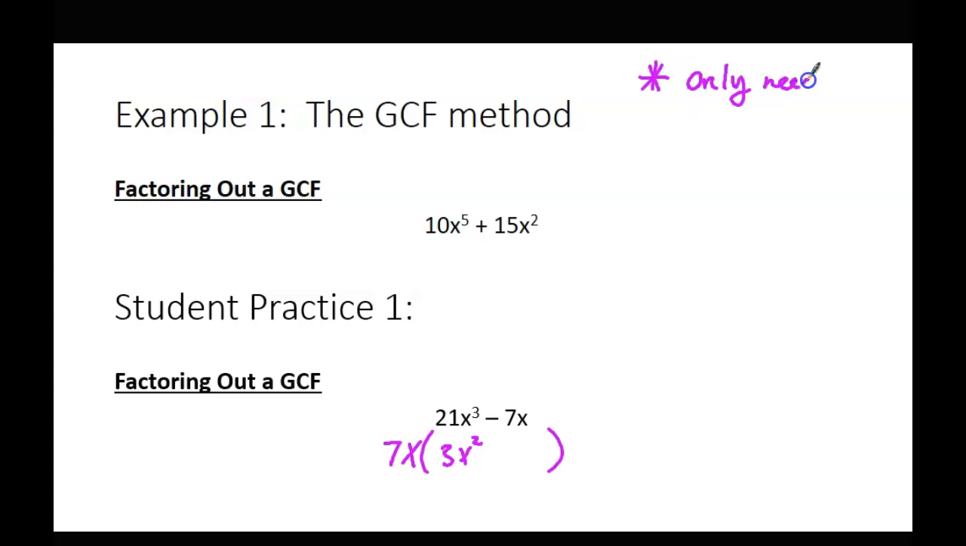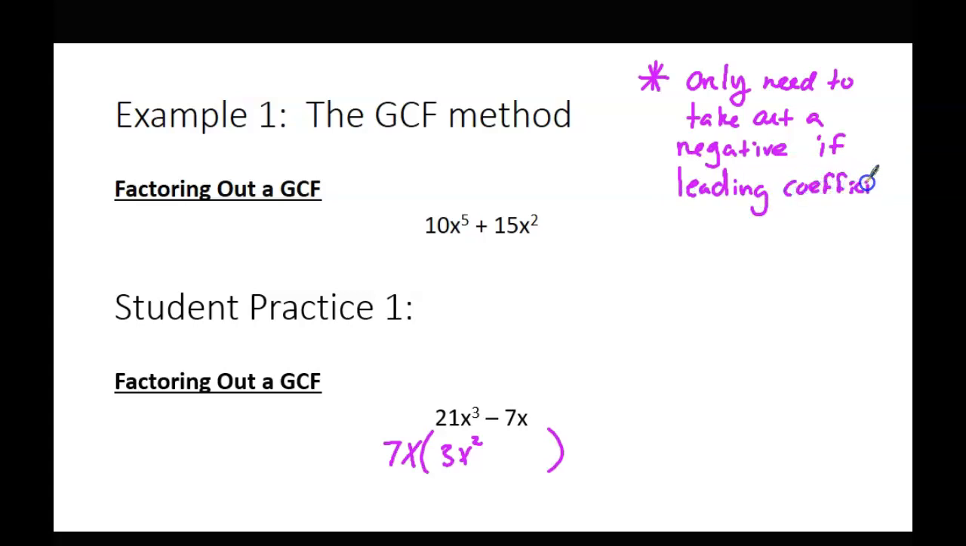We only need to take out a negative if the front number is negative. Like if the 21 was a negative. Actually, you don't even really need to do it, but it just makes factoring for other situations easier if you do. So it's a good idea to do that. So we only need to take out a negative if the, we call it the leading coefficient, the number in the front, is negative. Okay? So in this case, I'm not going to take out a negative.